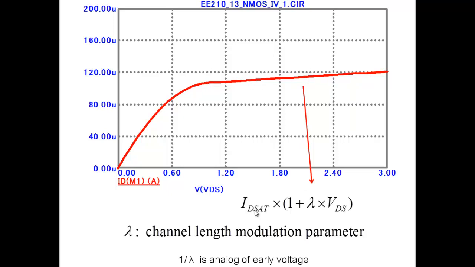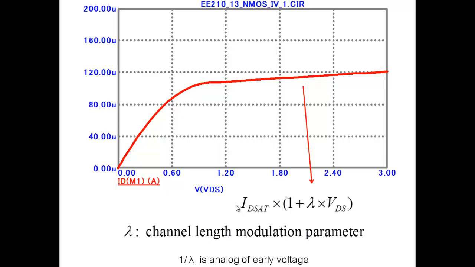And we model that by saying whatever was the current at this particular point, let's say this is ID sat, the current here increases as 1 plus lambda times VDS, with a slight increase in voltage. Because what is the voltage doing? The extra voltage is decreasing the channel length and causing an increase in current. So the current in the saturation region is not completely flat. It has a small dependence on VDS, and so the current is, as we'll see later on, 1 plus lambda times VDS, and 1 over lambda is like the early voltage.